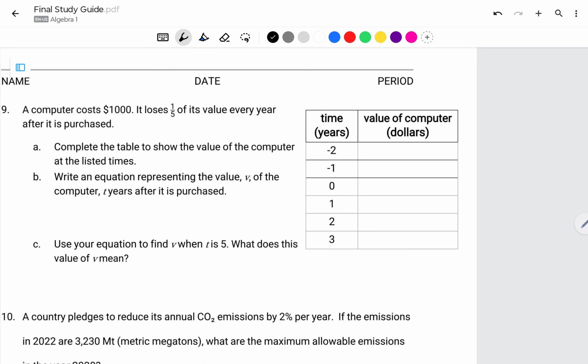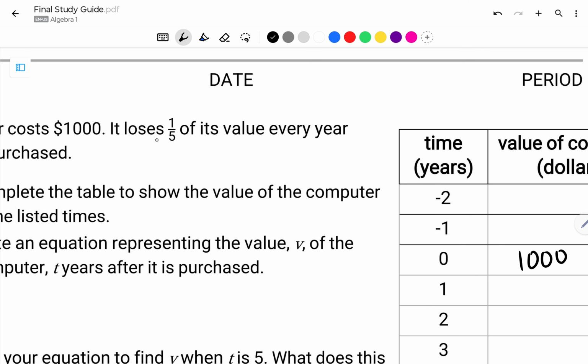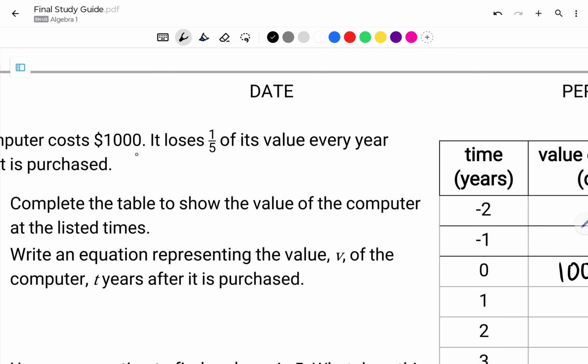So when we bought the computer, it cost $1,000. It loses 1/5 of its value. So every year we want to find out how much it's worth. So if it loses 1/5, what's the remainder of 1/5? That's how much it's worth, right? If it loses 1/5, that means what's 1/5 of $1,000? That's 200. So it loses $200 in the first year.